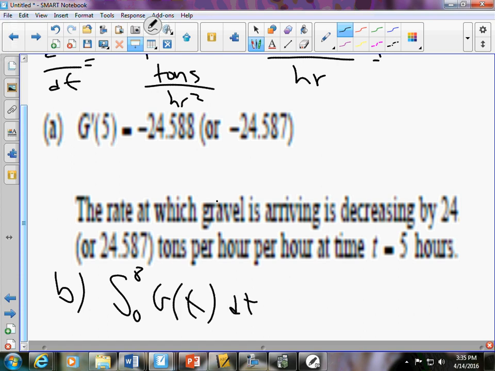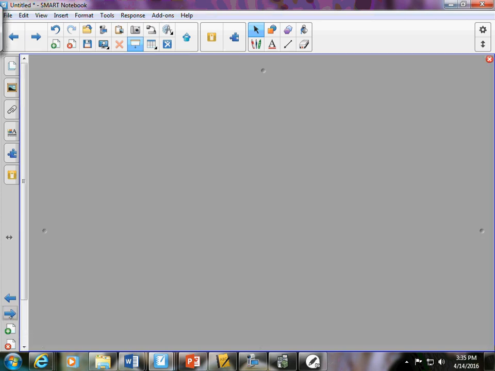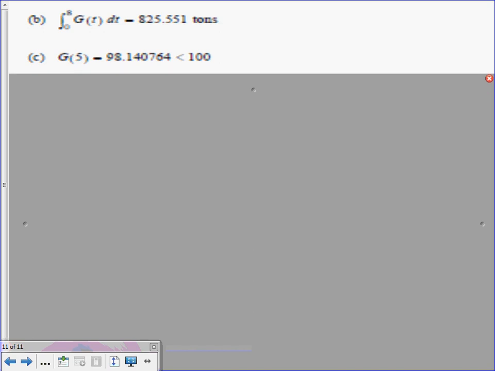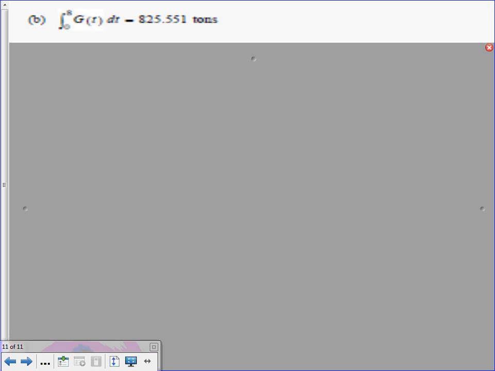You do this by going to your calculator and using math 9 on Y1 from 0 to 8. Now, did anyone get a number for that? What did you get? 825.5. Yep. 825.551. And the units would be tons, because when you integrate, you multiply units. So tons per hour times hours, you're going to get tons. So that tells you how many tons of gravel have arrived at this plant.